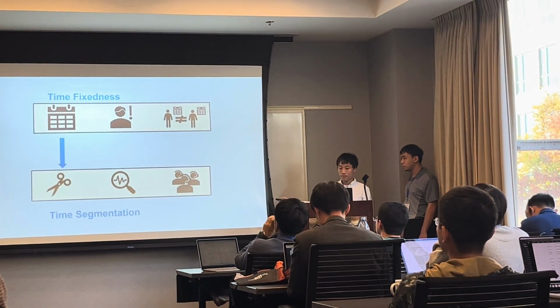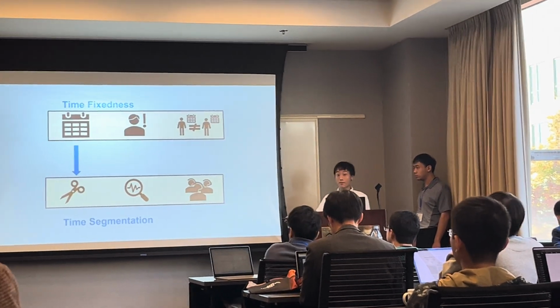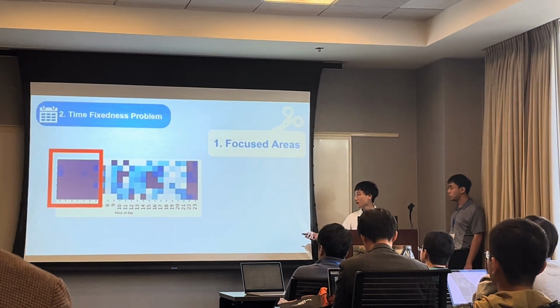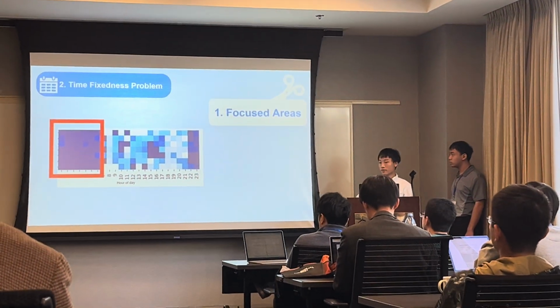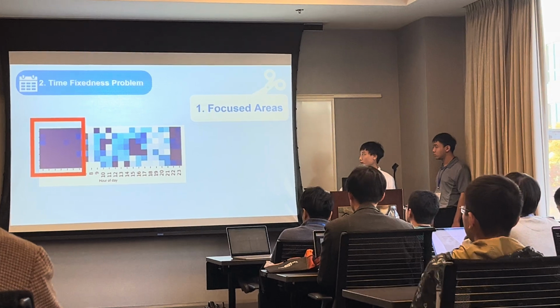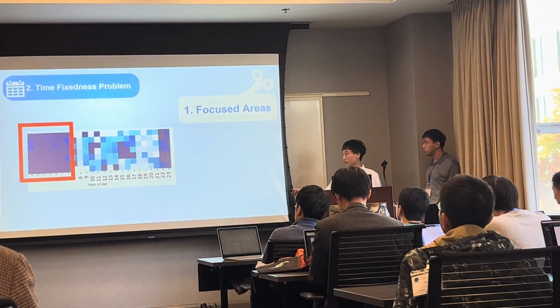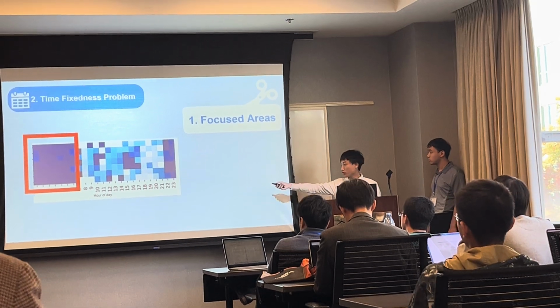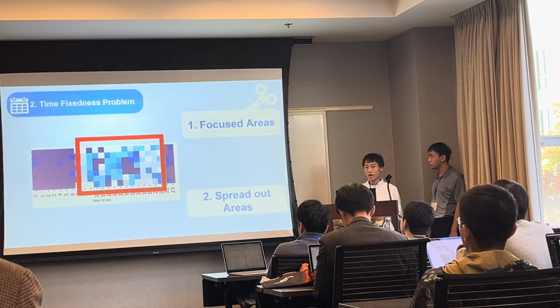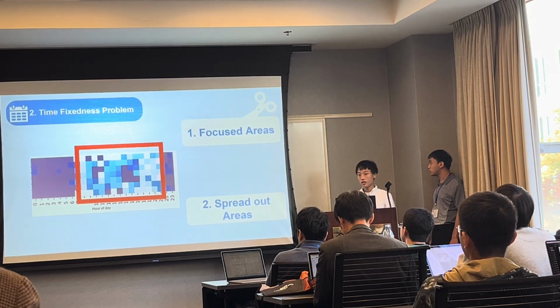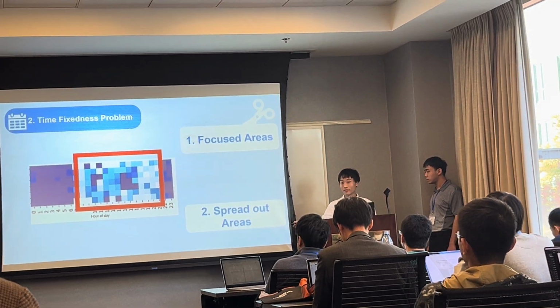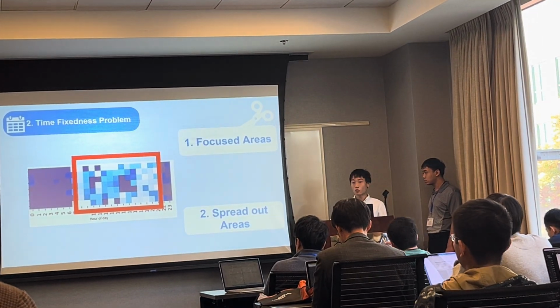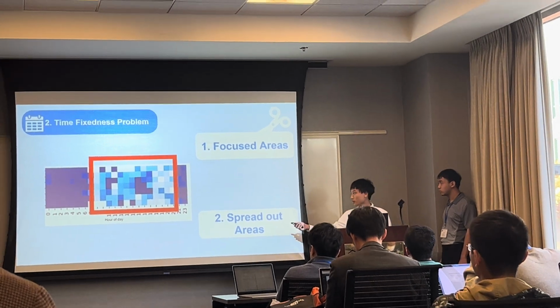So to address the second time thickness problem, we have the time segmentation technique. For example, from the graph we've seen before, we have the darker areas, which are the more focused areas. It's like users have more regular activities during those hours. In the middle, we have the more spread out areas, which means that the user goes to different places and has more uncertain behaviors.